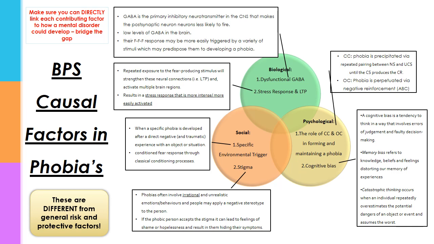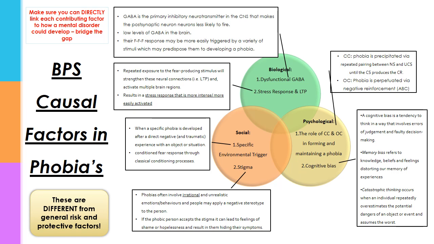So again, don't just say classical conditioning, really explain to me how classical conditioning through the 3-phase model could lead to a phobia, for example. So we have biological: dysfunctional GABA and stress response on long-term potentiation. We see GABA a lot, so you might want to look over the fight-flight response and LTP because I don't see that around a lot.